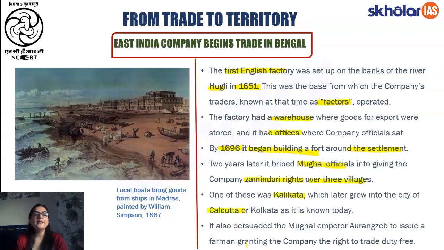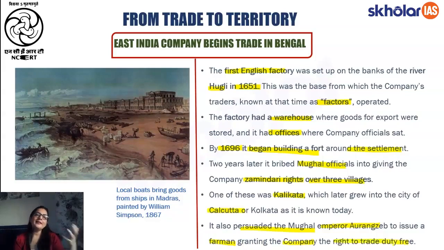The East India Company was also successful in persuading the Mughal Emperor Aurangzeb, who in turn issued them a farman or a royal decree to grant the company the right of trade, which was duty free.